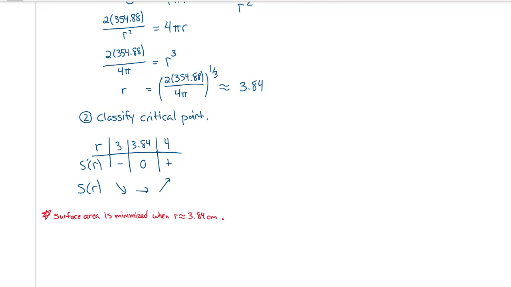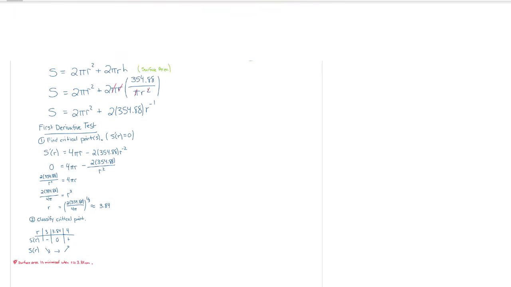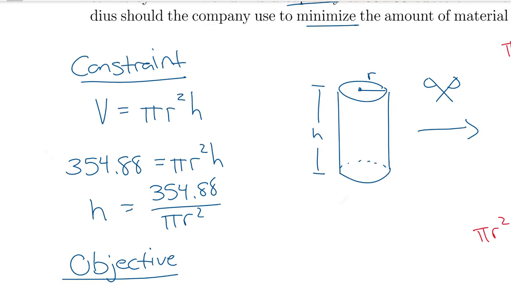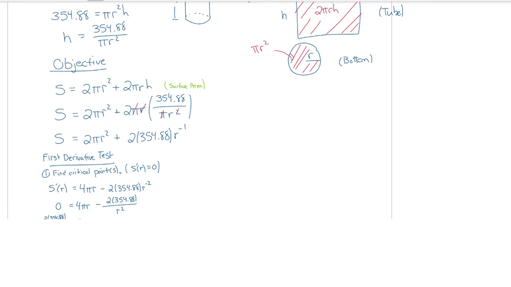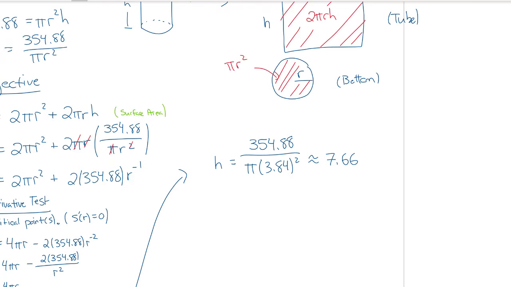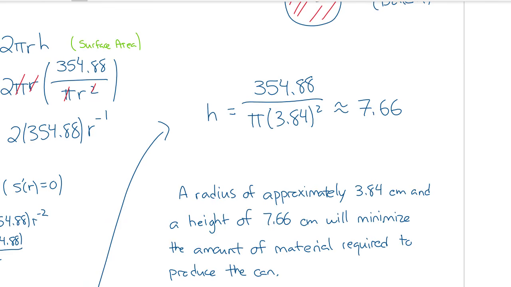So the last step is to find the corresponding height. We already have the radius, so we don't need to do all of this work again. We can just check our work from the beginning, and if we go way back to the top, we have this constraint equation that we solve for h. So we have h in terms of r, so we can just plug that in and find our h. So rounding to 2 decimal places, we see that the corresponding height that will minimize the surface area is 7.66 centimeters. So we just finish this with a sentence to summarize our results.